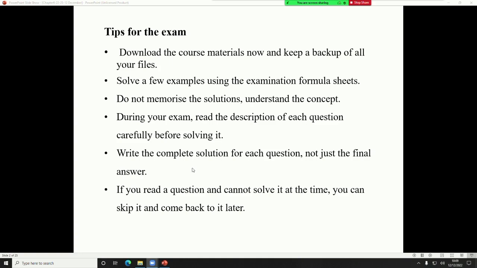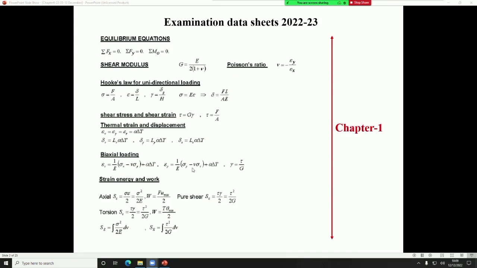Any other questions? Okay, now I have uploaded for you the formula sheets. The first part is related to chapter 1. It's very similar to previous years, no difference at all.